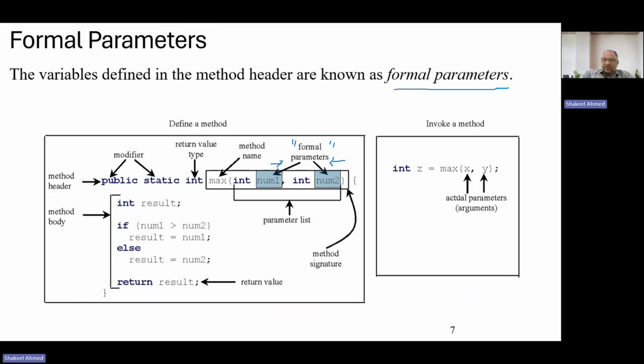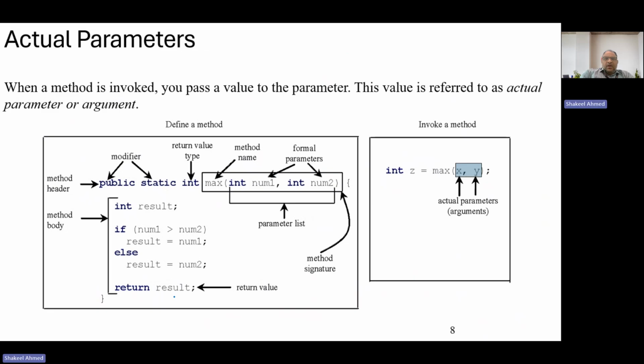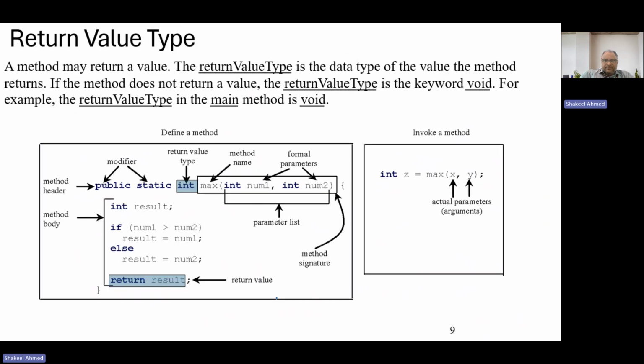And when you invoke the method, they are called actual parameters, because you will call the method with the actual values that you want. You can use actual values for different numbers, and the program will get you those different values. So these are the actual parameters, and this is the formal parameters, and this is the method signature and the return value, and all the body is going to remain the same.